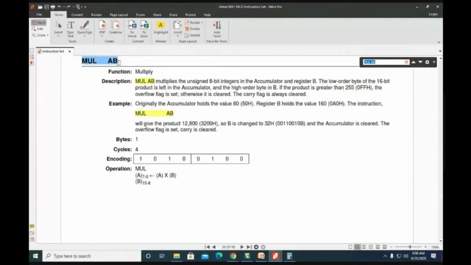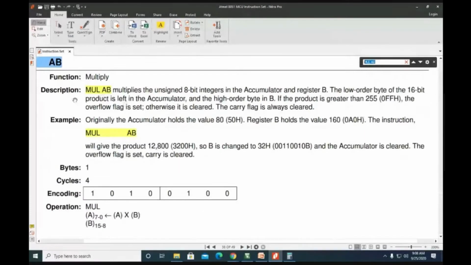So there is an instruction called MUL AB. MUL means multiplication. What is the description? MUL AB multiplies the unsigned 8-bit integers in the accumulator and the register B. So multiplication can perform only unsigned multiplication. It's very important. So it is not necessary to worry about the sign bit, and not necessary to worry about the overflow flag, because multiplication performs unsigned 8-bit integer multiplication.